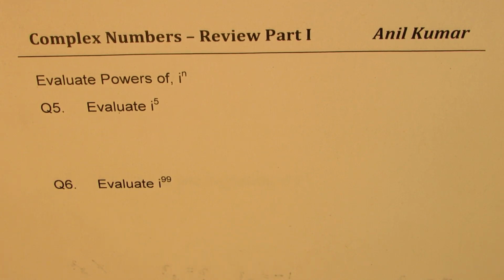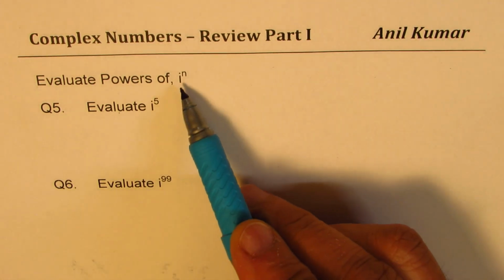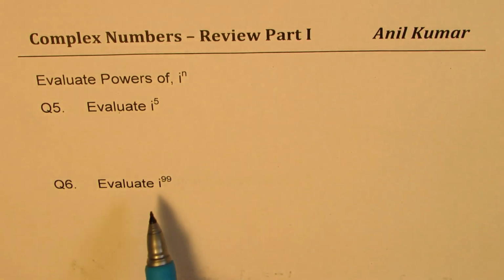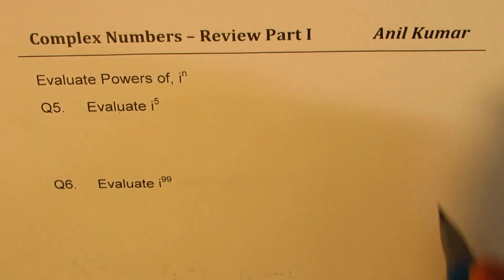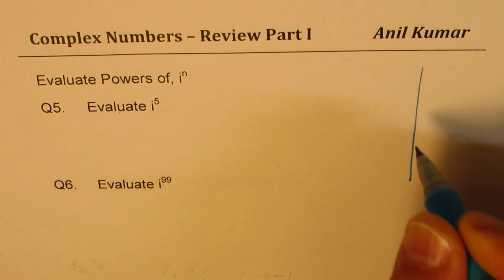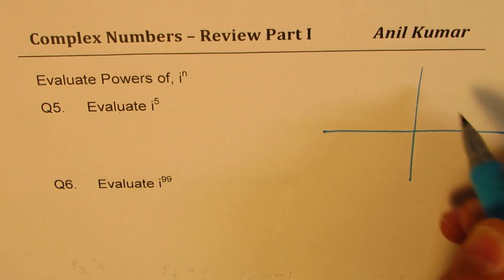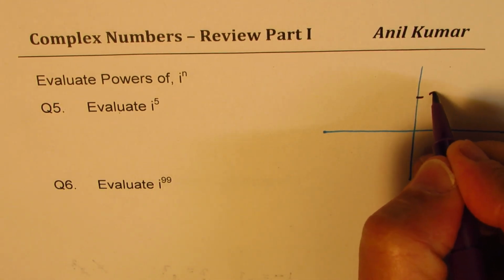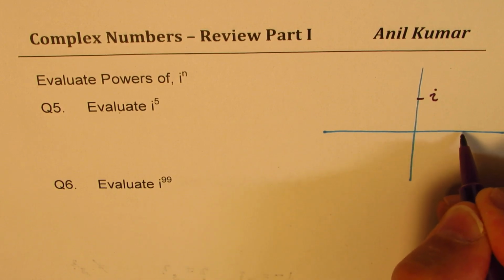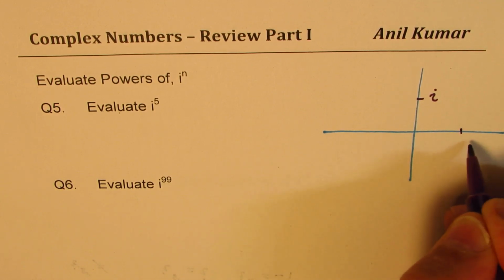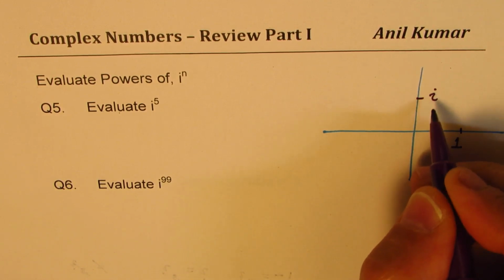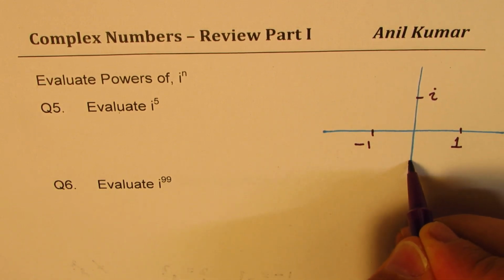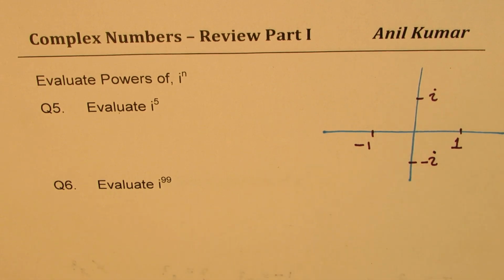So let's find a general rule for finding powers of i to the power of n, and then we'll write down the answer for i to the power of 5 and i to the power of 99. It is easy to work in this fashion. So this is kind of an easy way of learning. So let us say here we have, let's start with 1. So let's say on the real axis we have 1. On the imaginary axis we have i. Then on this side we'll have minus 1, and here we get minus i, correct?